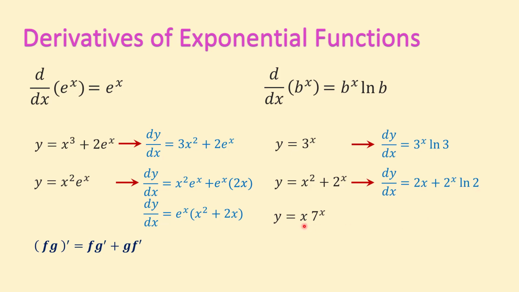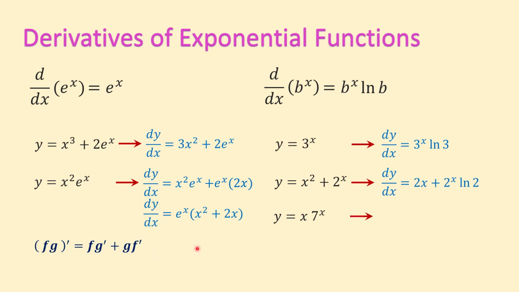Another example, x times 7 to the x. In this example, the function is the product of two functions, x and 7 to the x. To find the derivative of this function, we use product rule. Let me remind you product rule. Derivative of f times g is f g prime plus g f prime.